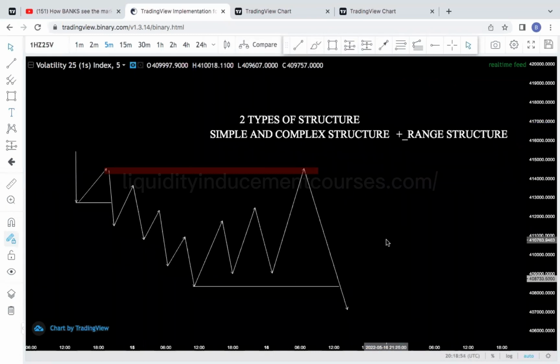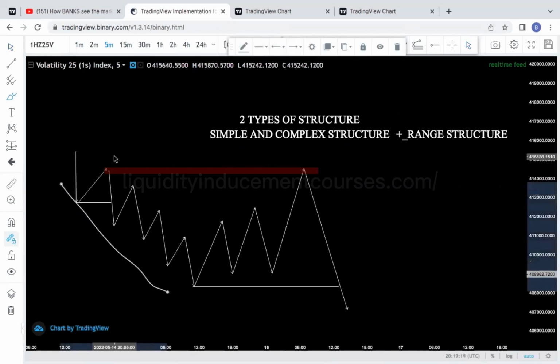Okay, so the major structures are simple and complex structure, but I'll have to introduce range structure for a few reasons. All right, so a simple structure is where we have price creating clear higher highs and higher lows, higher highs, higher lows, higher highs, or lower highs and lower lows, depending on the trend we are forming. Now, this is a simple structure for a downtrend. Okay, the simple structure is what I have here on my left. Simple, very clear structure. Everybody knows this.